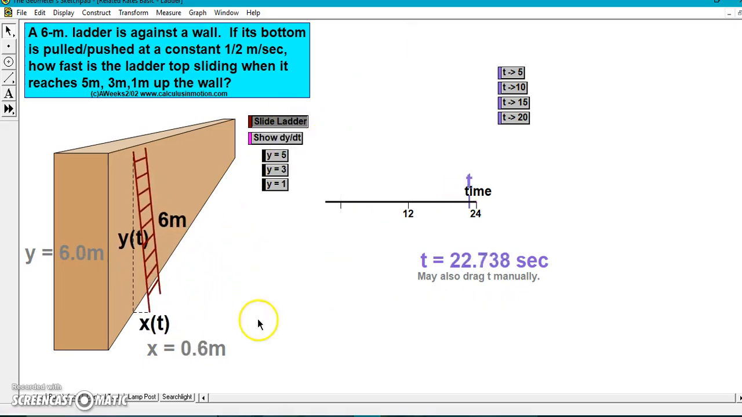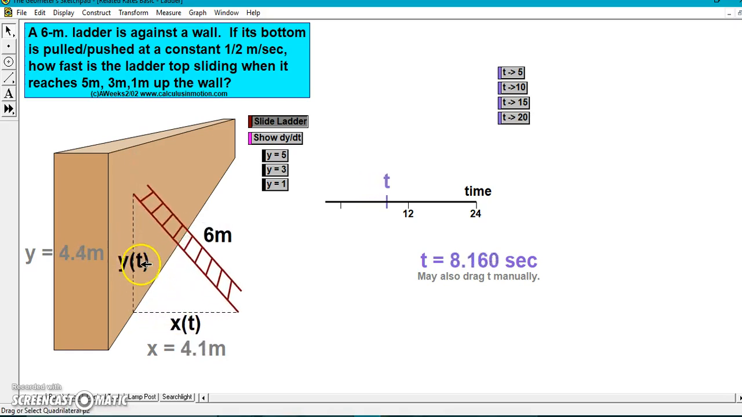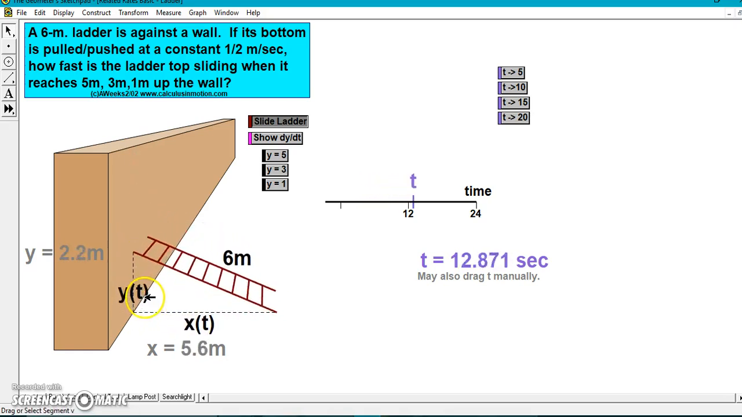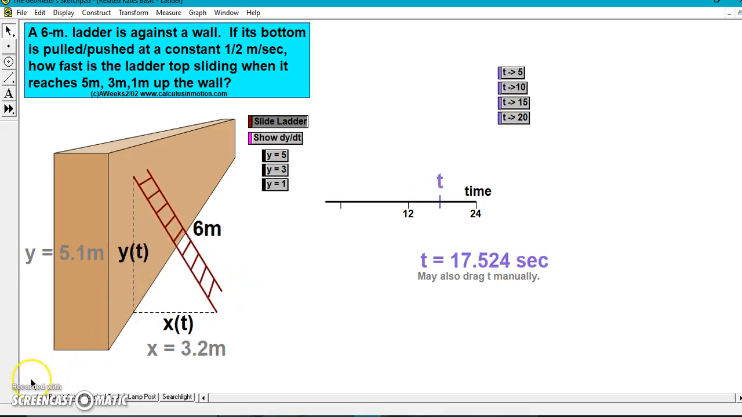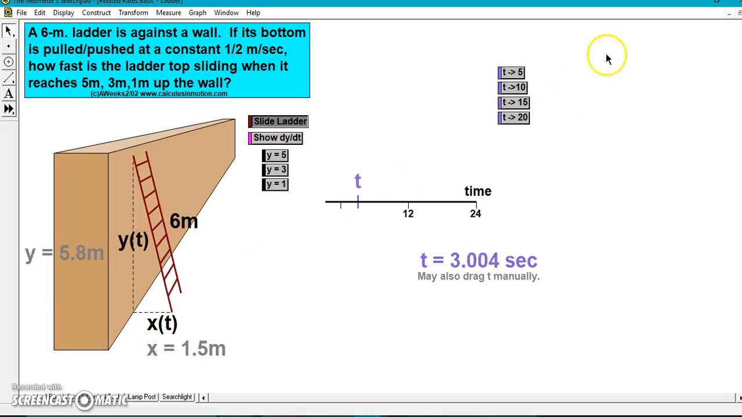So we will be doing a ladder problem in class. Just realize that the rate of change in x is constant, and the rate of change in y is not constant. So depending on when you stop your timer, that will determine what the rate of change in y is, because it's not the same.